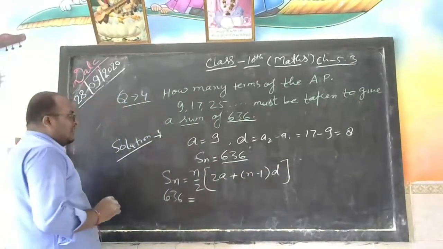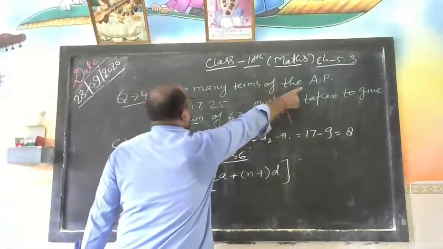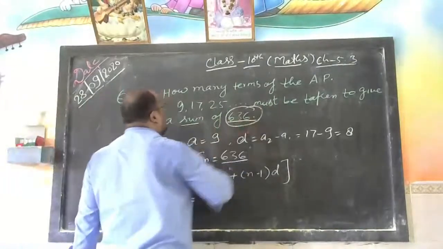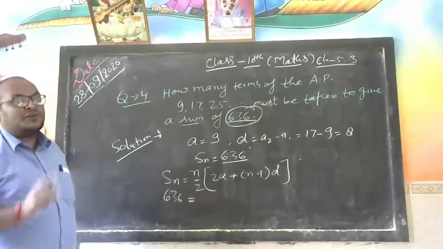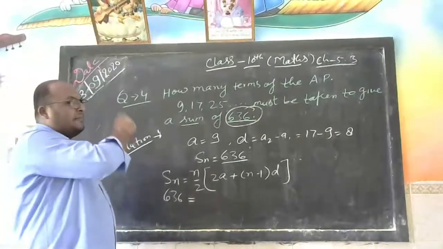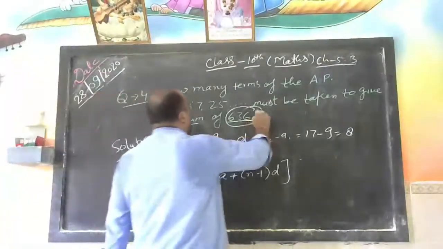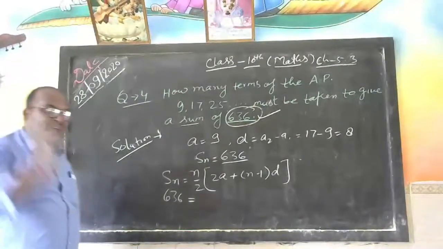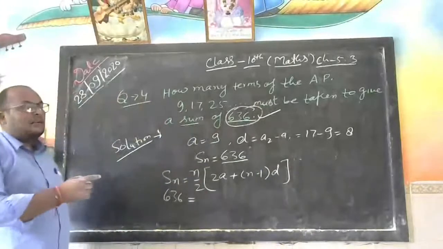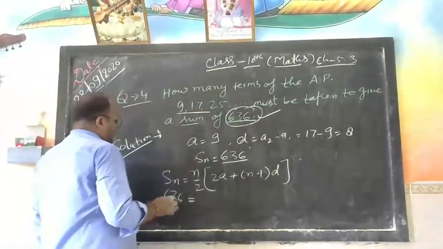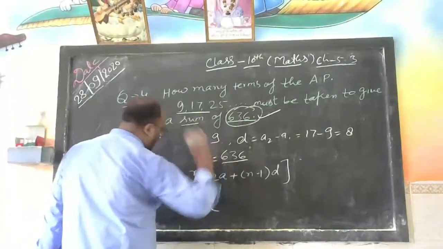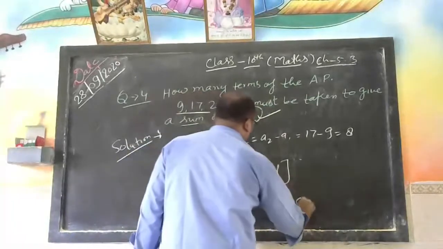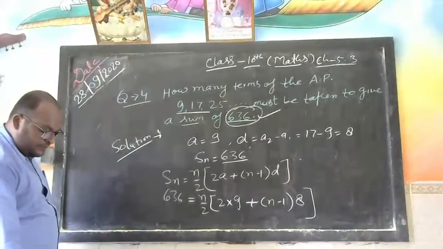It is given because in this question you are looking for how many terms of the arithmetic progression must be taken to give the sum of 636. You have an arithmetic progression and the total sum, but you don't have the number of terms. So you want to find the number of terms whose sum is equal to 636. Now put n by 2. You don't know the value of n. Now 2 into 9 plus (n minus 1), and d is given here. Just solve it.